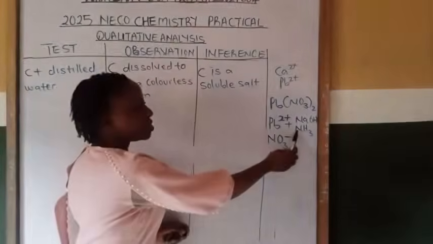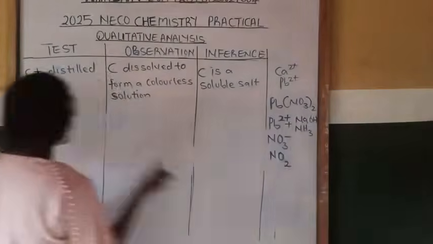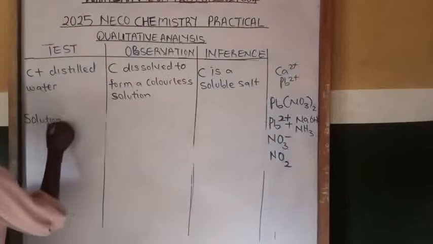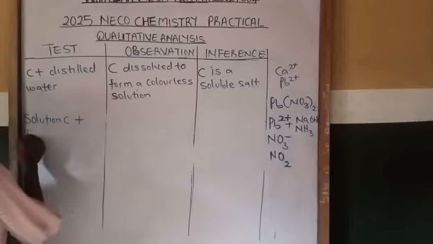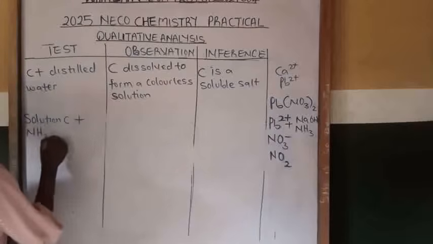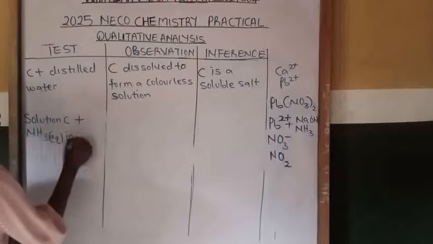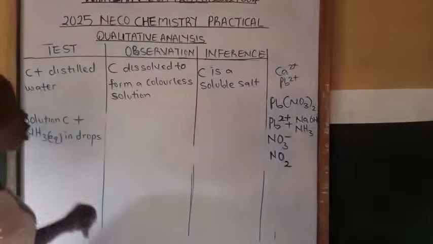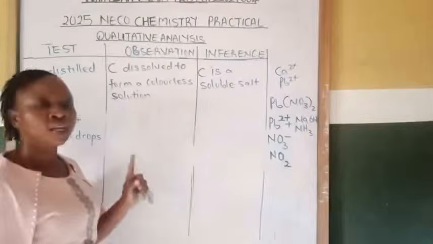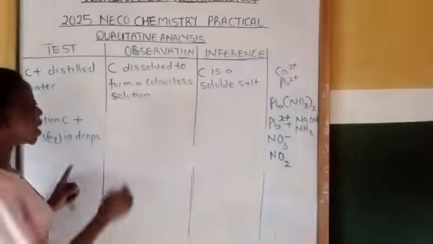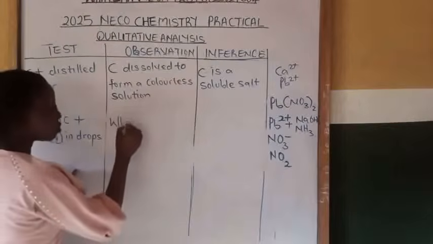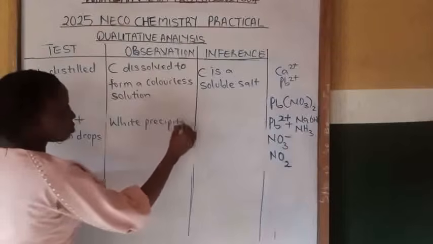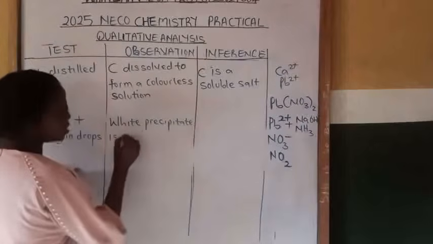So let's test with ammonia. You write solution C plus aqueous ammonia in drops. You add in drops. So what will happen when you add aqueous ammonia in drops to a lead containing compound? It will give you white precipitate. White precipitate is formed.